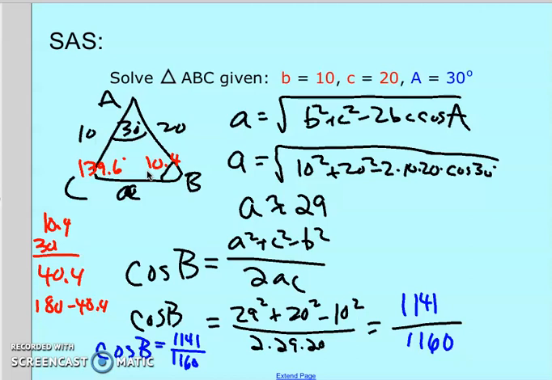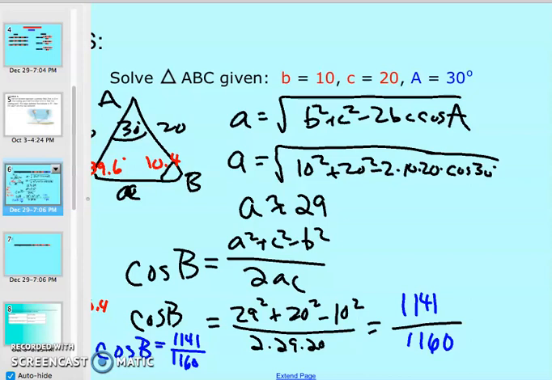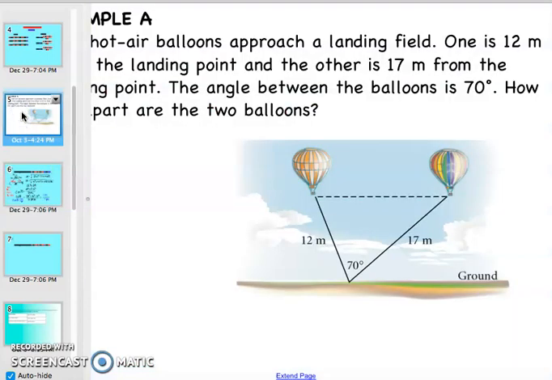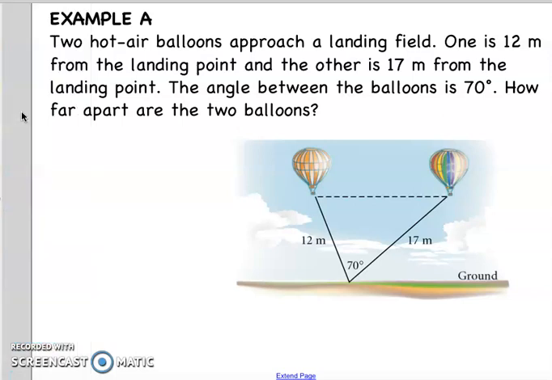There's no ambiguous case. How nice is that? So you do not have to worry about that. And let's give you another problem. Your favorite thing in the world, a word problem.